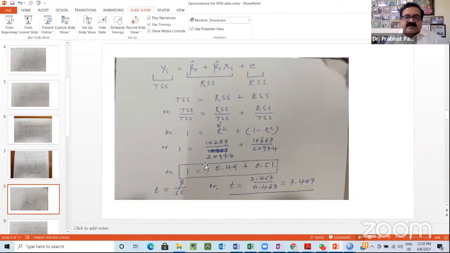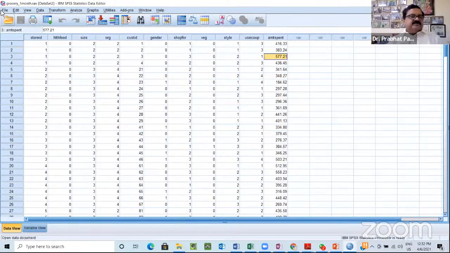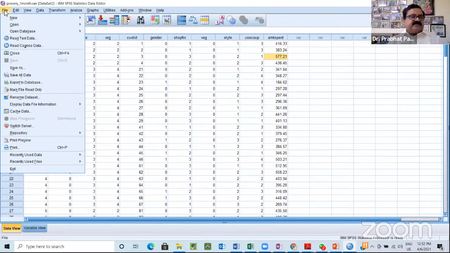And these are the figures I have put in over here. I'll get back to this figure after the calculation. I'll show you by using the data, because I have taken it from that data. So I'm fetching new data for doing the regression in front of you.